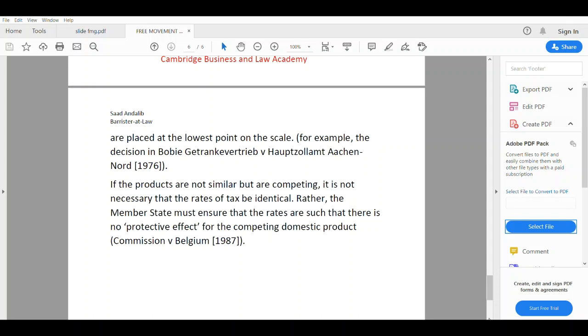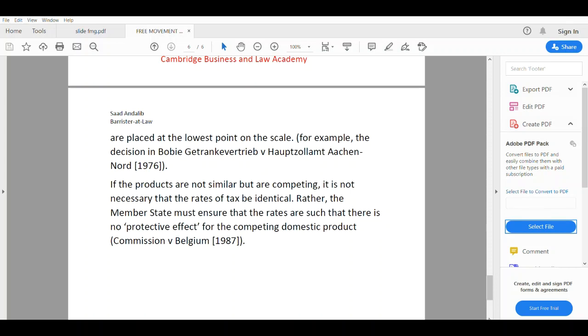So we should bear in mind that for similar products, the thing which the EU state must ensure is that the rates of tax should be identical or the same. And for competing products, according to the case of Commission versus Italy, which are referred to as fulfilling the same consumer need, the rates of tax should be something that doesn't give any kind of indirect protection to domestic goods. For that purpose, you can consider one example which I will give now.